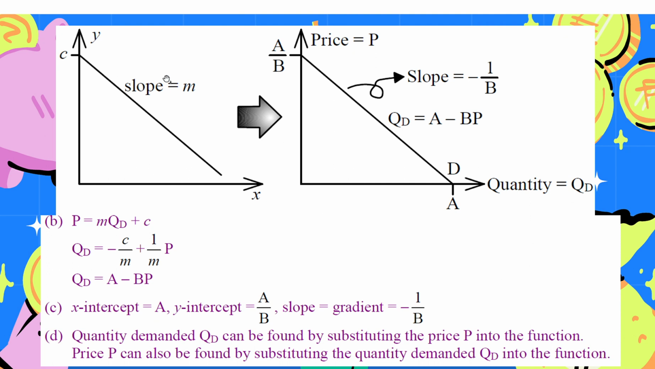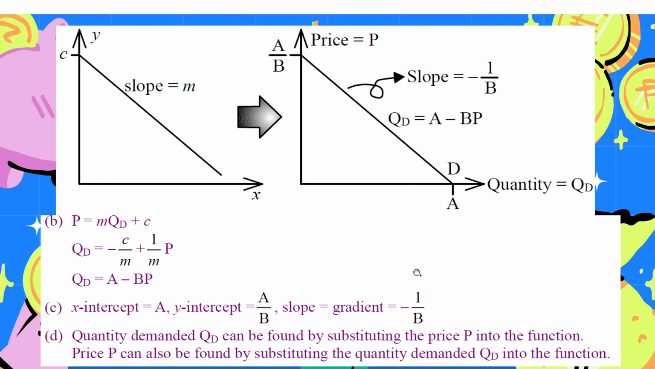First remember, we apply the straight line model to the right-hand side directly. So price is y and x is QD. So P equals mQD plus c. But we want to change the subject to QD as in the model, so you swap everything, and then QD equals negative c over m plus 1 over m P. Compare this with the model QD equals a minus bP, and we find out the x-intercept, y-intercept, and the slope, or gradient.